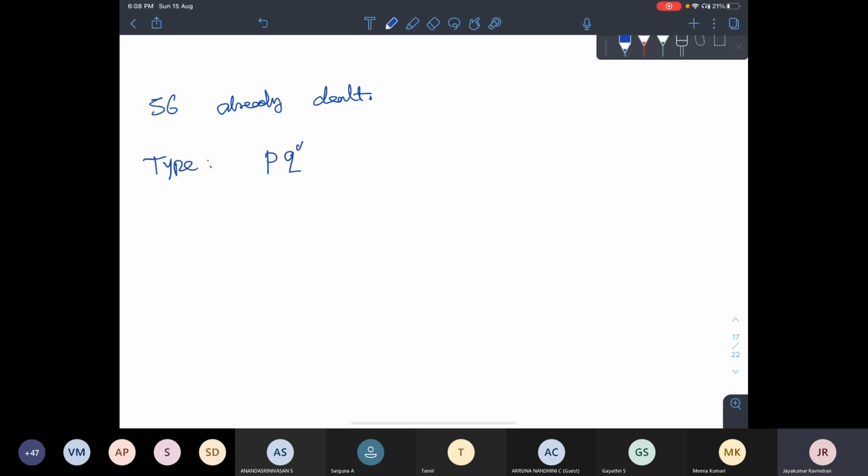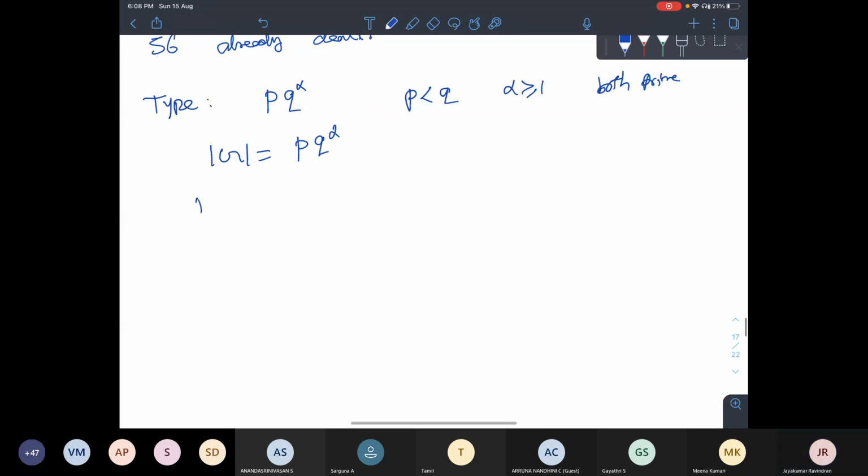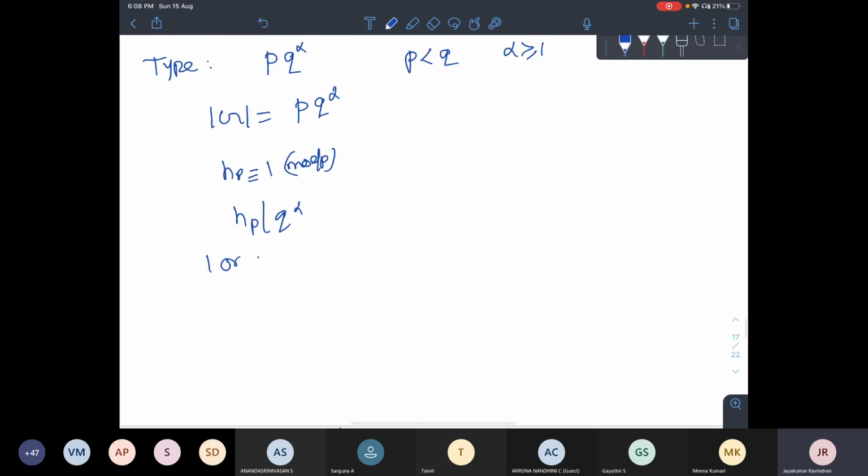P Q power alpha, P less than Q, alpha greater than or equal to 1, both prime. So let us understand. Order of G is P Q power alpha. NP is congruent to 1 mod P. NP divides Q power alpha. So the possibility is 1 or Q square up to Q power alpha. Maybe everything is possible, I don't know. This is possible. Maybe others are possible. I don't know. But this is easy.